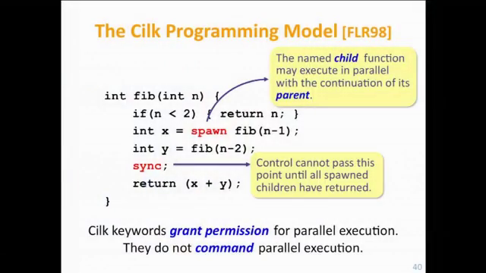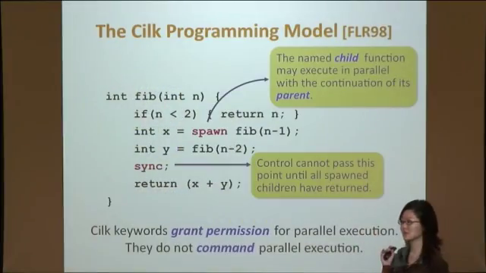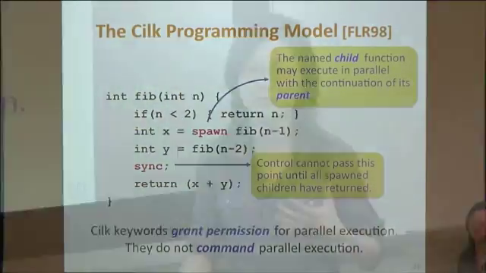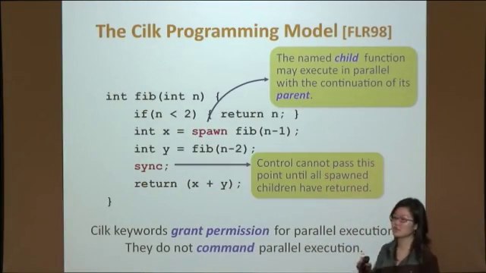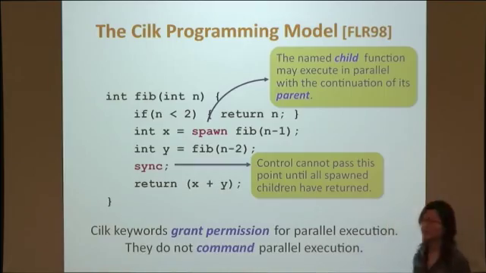And note that these Cilk keywords grant permission for parallel execution. They do not command parallel execution. What that means is that the programmer specifies the logical parallelism of the application using these keywords, and the underlying runtime system will schedule them accordingly. Whether the true parallelism of fib(n-1) and fib(n-2) gets realized or not during actual execution depends on the underlying resources you have, and the runtime scheduler will schedule accordingly. Okay. Any questions so far?